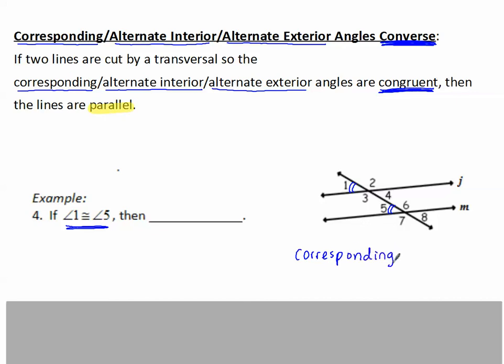So according to the corresponding angles, that's abbreviation for angle, the symbol for angle, and an S, according to the corresponding angles converse, since these angles are congruent, I can conclude that the lines must be parallel. Now, what are the lines called? J and M. So my conclusion is that J is parallel to M. See how that's done?